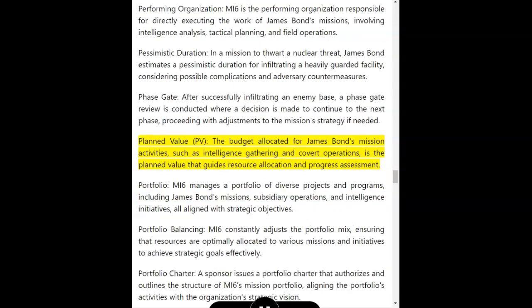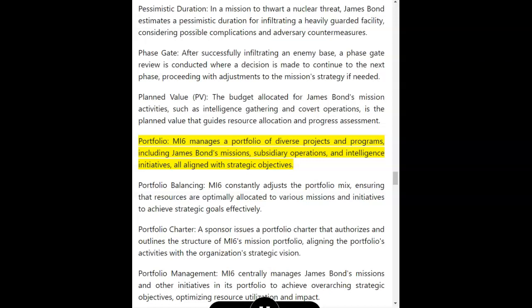Plan value, PV. The budget allocated for James Bond's mission activities, such as intelligence gathering and covert operations, is the plan value that guides resource allocation and progress assessment. Portfolio. MI6 manages a portfolio of diverse projects and programs, including James Bond's missions, subsidiary operations, and intelligence initiatives, all aligned with strategic objectives.